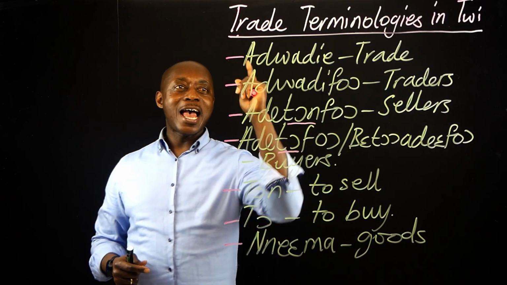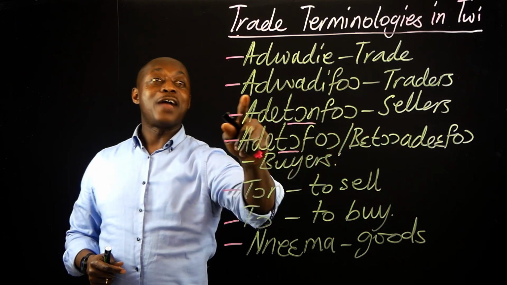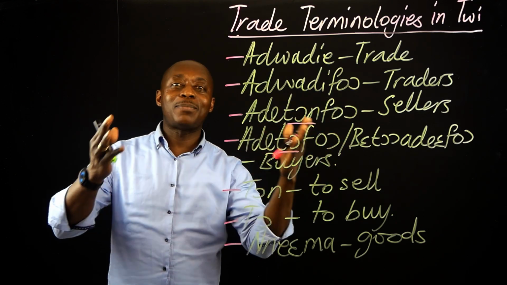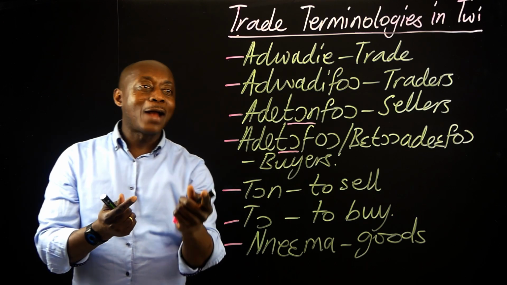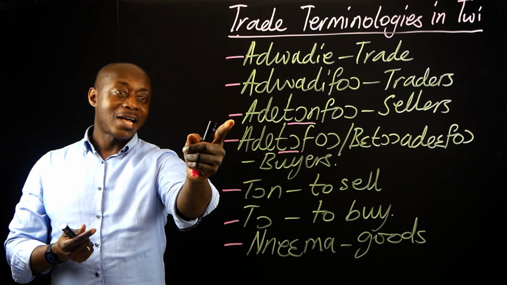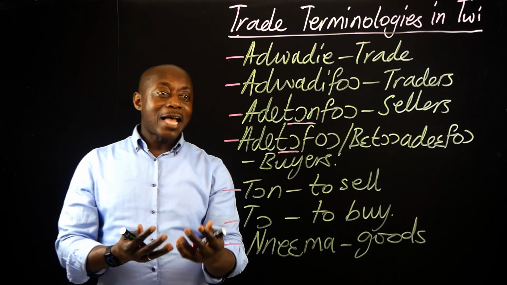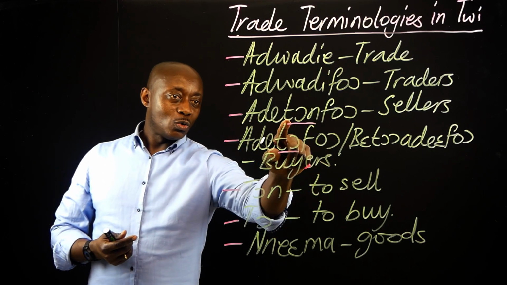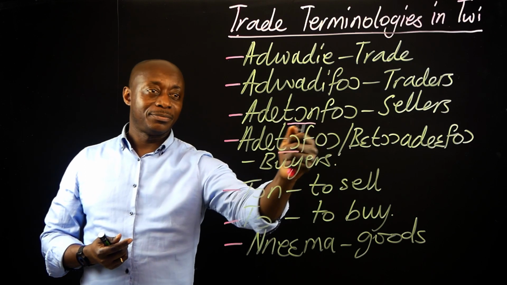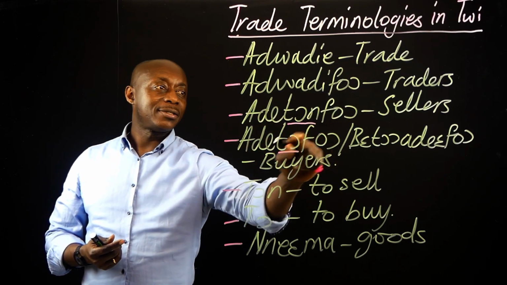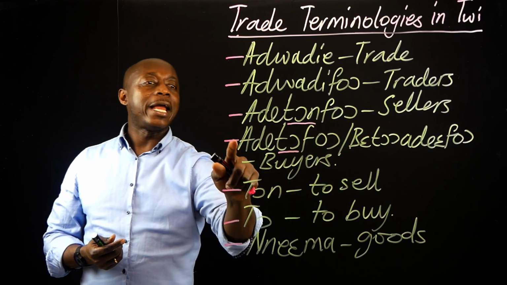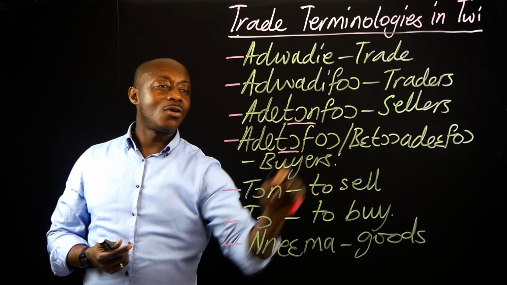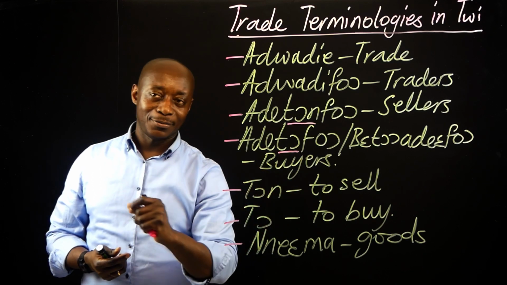In Twi, when we say Adwadie, that is what? Trade. Adwadifoɔ are the traders. But here it involves both sellers and buyers. Sellers alone are known as what? Adetɔnfoɔ. Buyers are known as what? Adetɔfoɔ. And if you look at both nouns, you see here we have tɔn, that is sell. So those who sell items, they are what? Adetɔnfoɔ. And then those who buy, we have what? Tɔ here. And that is what? Adetɔfoɔ or Bɛtɔɔadeɛfoɔ, and that is buyers.